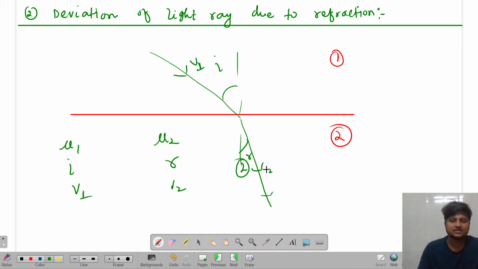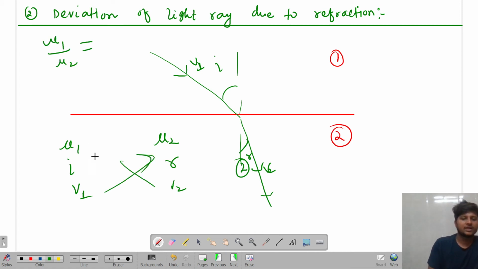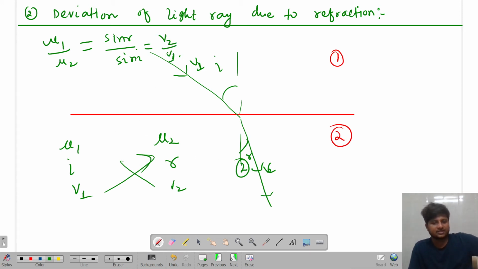So in that case, just a simple trick we need to apply, a cross multiplication kind of thing. If I write mu1 by mu2, for mu1 I need to consider these angles, so sin R by sin I will be equal to V2 by V1. Got it or not? So you can think like this. Now, based upon this property, we are going to devise something. Now, you try to understand.